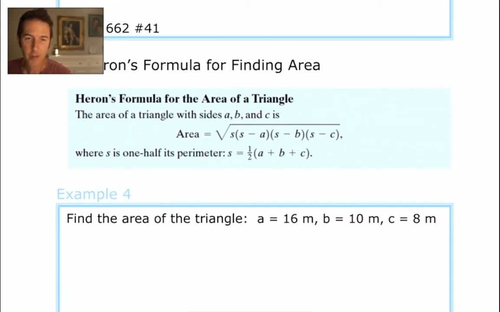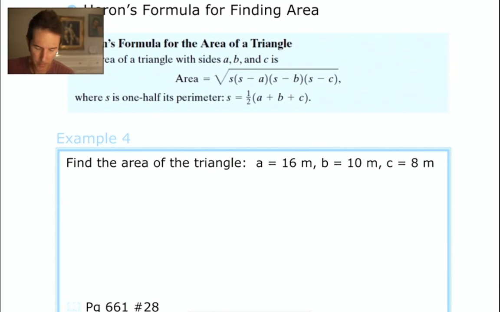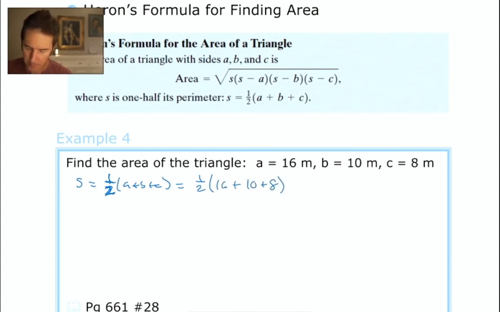The value S in this formula stands for the semi-perimeter, which is half of the perimeter. So the first thing we should do in this example problem is find the perimeter. Or let's just find S for that matter. S is equal to 1/2, that's a half, times A plus B plus C, which in this problem is equal to 1/2 times 16 plus 10 plus 8, which is 8 plus 5, which is 13, plus the other 8, which makes 21. So it's half of 21. Really? I hate arithmetic.